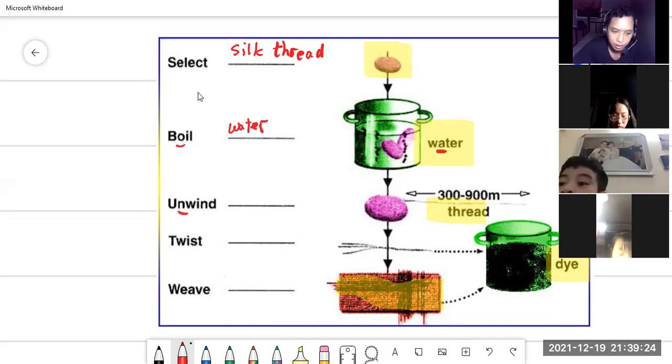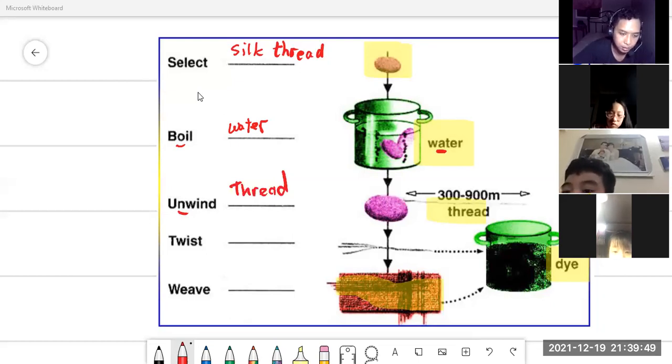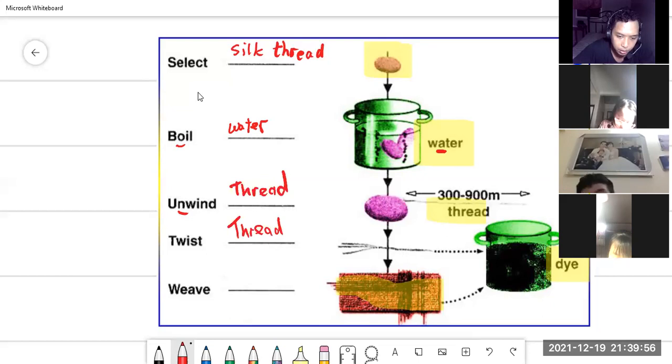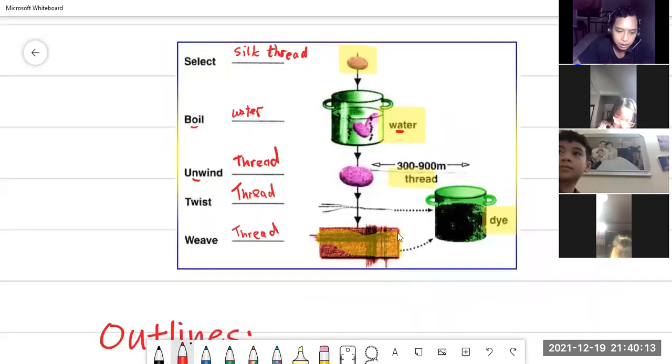And then unwind. Everyone say unwind. What are we going to unwind? The thread. Everyone say the thread. Okay, next, twist. What is going to be twisted? Twist the thread. Okay, so we twist the thread. And then the last ones are dye and weave. Weave the thread. Okay, now that you have understood the stages, let's make the outline.